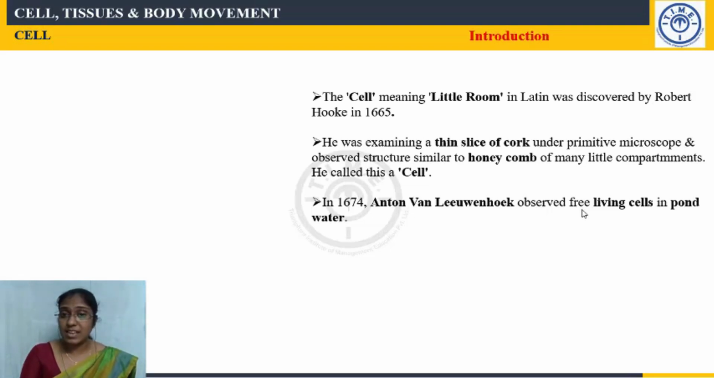So the cell was discovered by Robert Hooke. The credit goes to him. But Robert Hooke couldn't describe whether there is a cytoplasm or a nucleus, or whether any living components were present inside those little compartments. So later on, Anton van Leeuwenhoek first discovered the free living cells in pond water, in an algae.